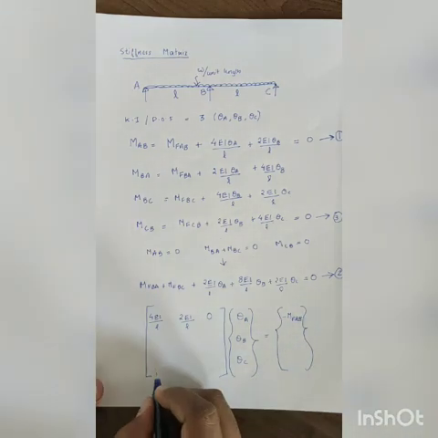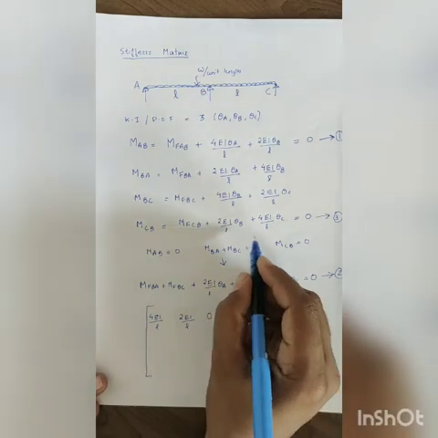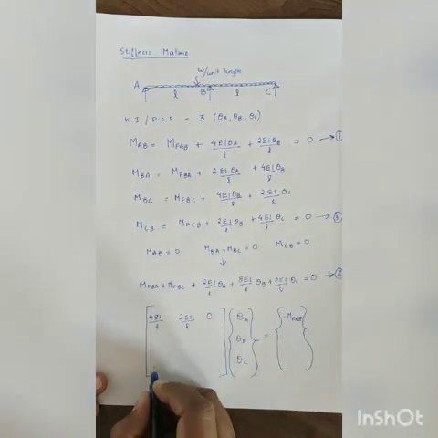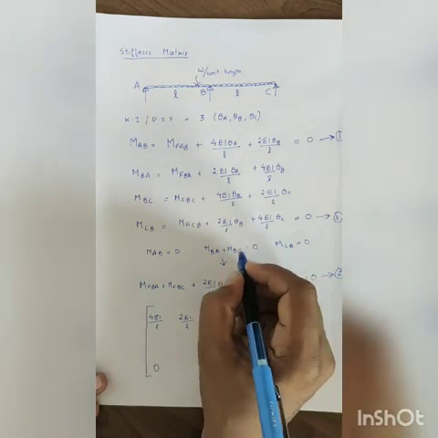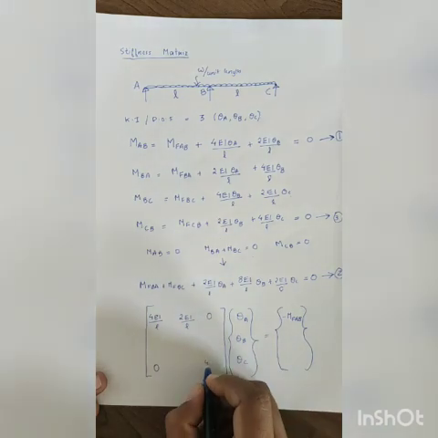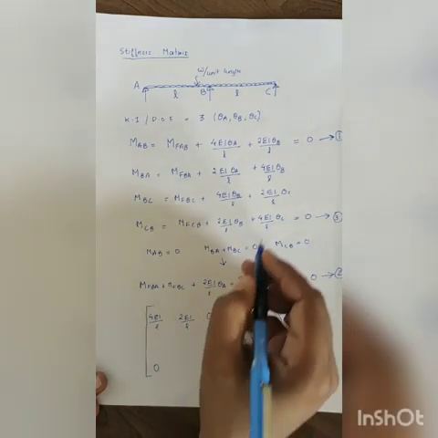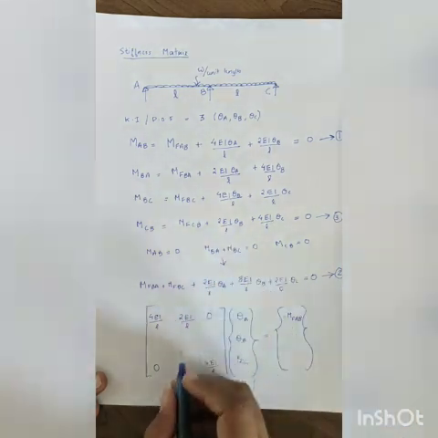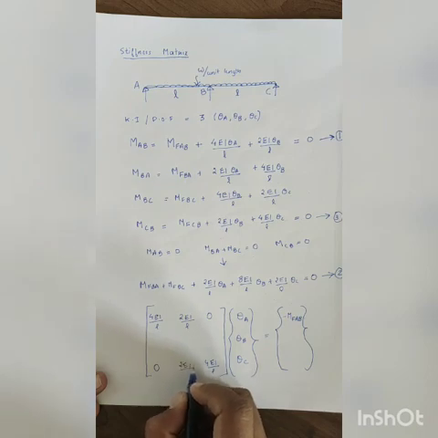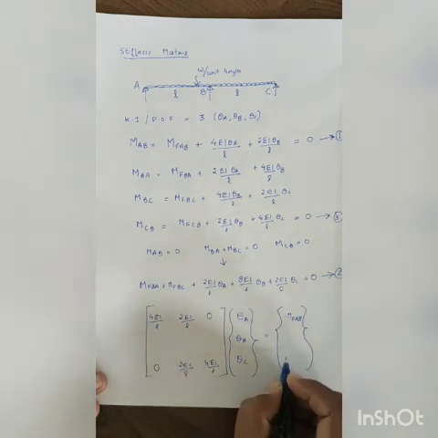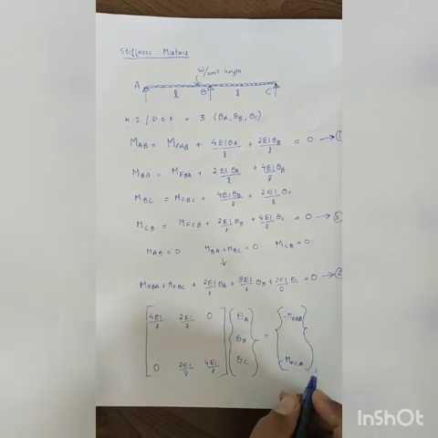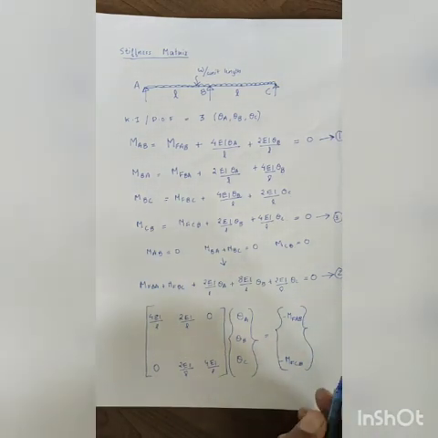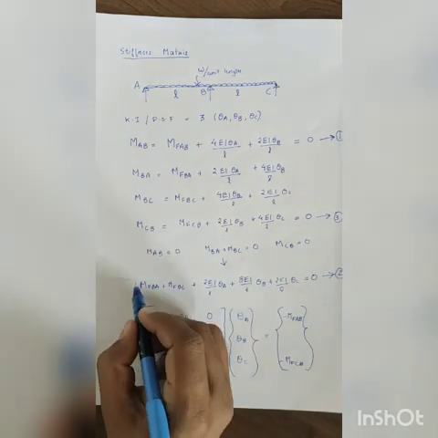Similarly for the last equation, you know that here it is theta B and theta C. So the theta A coefficient is 0, and corresponding to theta C the coefficient is 4EI by L. Corresponding to theta B it is 2EI by L. So it is also minus M of CB. Similarly, now we have the second equation. In the second equation you have two things.